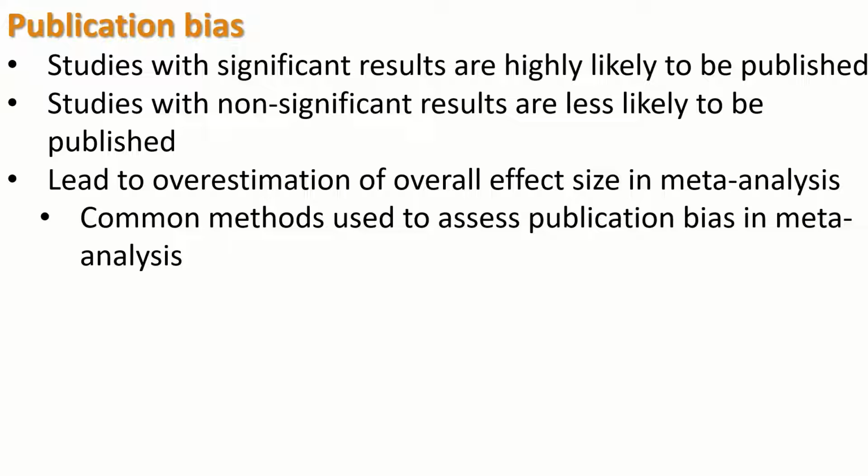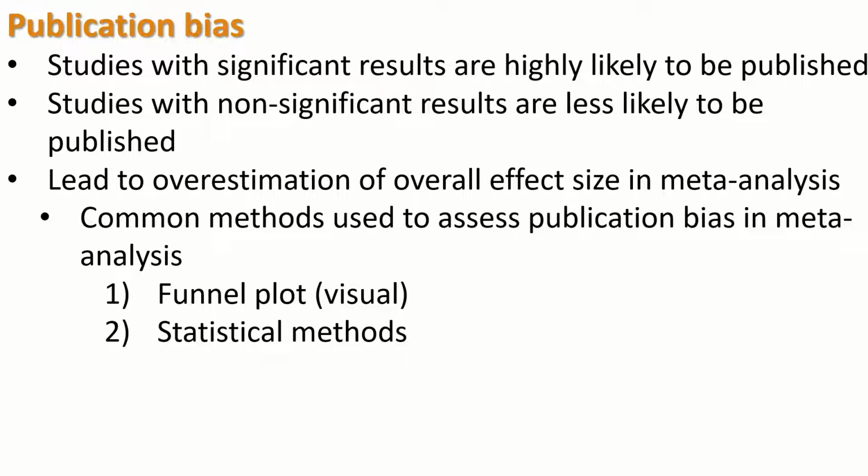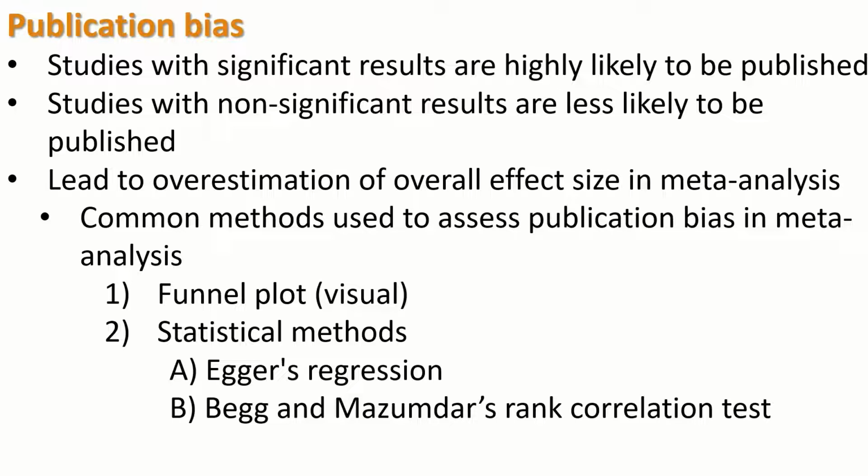The most common methods that are in practice and used to assess publication bias when performing meta-analysis on a collection of data extracted from several studies to calculate the overall or pooled effect size are: the first one is the funnel plot. Well, a funnel plot is a scatter plot that will allow visual examination of the distribution of the estimate of the effect size. The second method is based on statistical analysis, such as Egger's regression test, the Begg and Mazumdar's rank correlation test, and the trim and fill method.